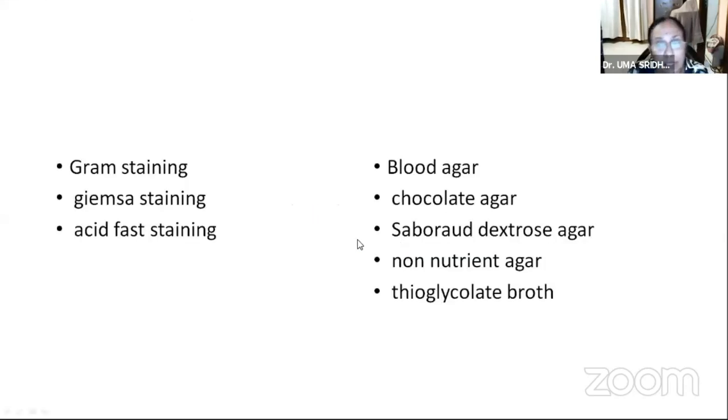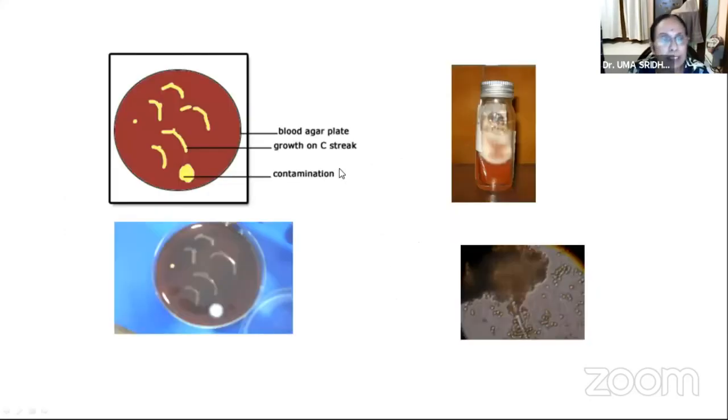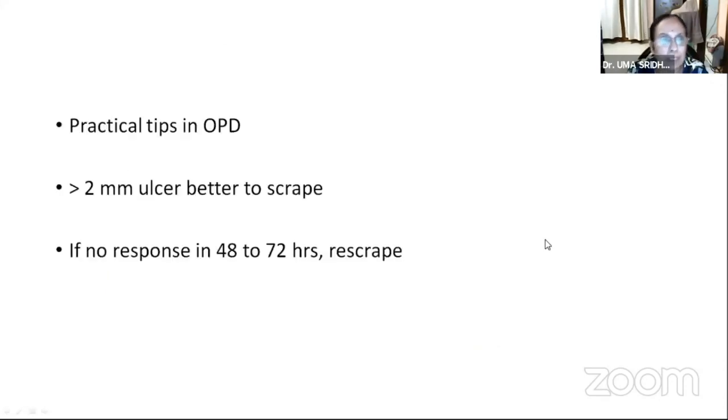And if you add lactophenol cotton blue after it grows on the culture plate, you can even make out which fungus it is. So here we have the blood, chocolate, Sabouraud's dextrose, non-nutrient and thioglycolate broth. We have this growth on Sabouraud's and we could see the aspergillus there.